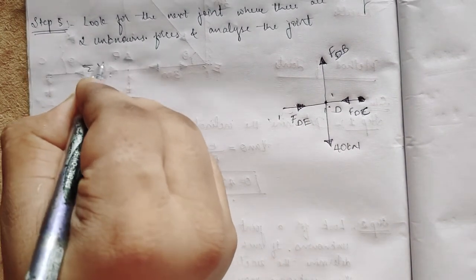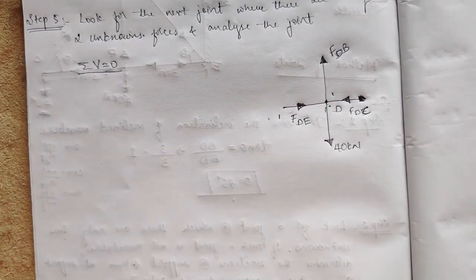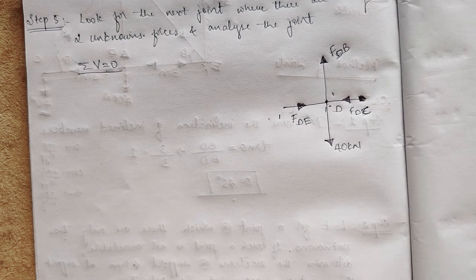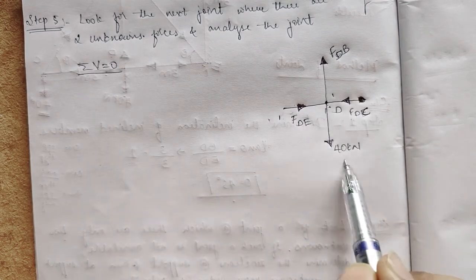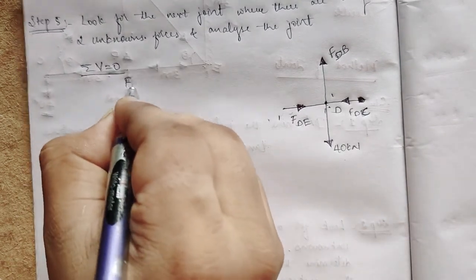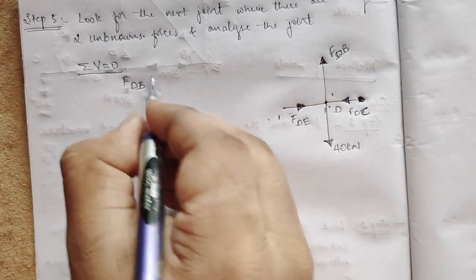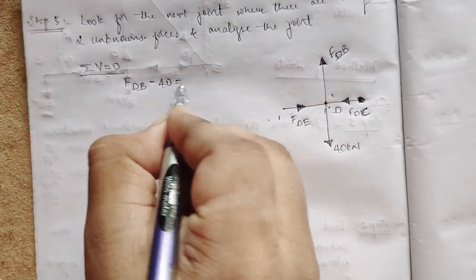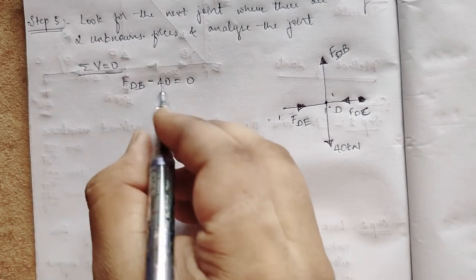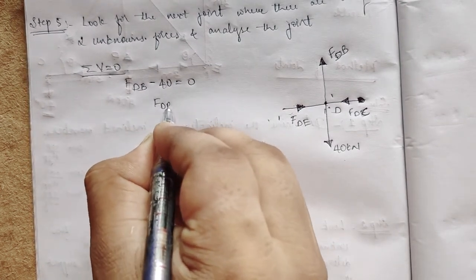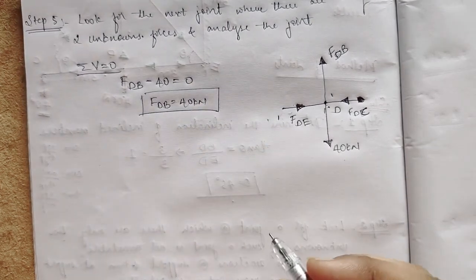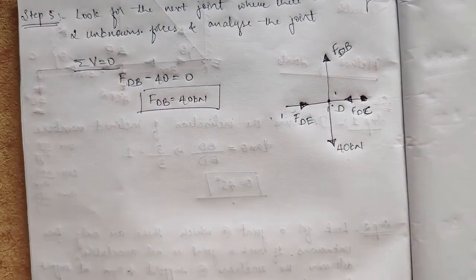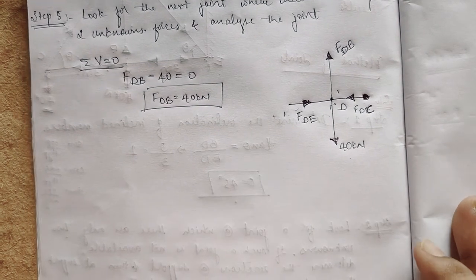That is summation of vertical forces equal to 0. Here there is no need of resolution, as the forces are purely horizontal and purely vertical. What are the forces in the vertical direction? FDB and 40, right? So FDB minus 40 is equal to 0. Now FDB is equal to 40 kilonewton. As it is positive, our assumption is correct.